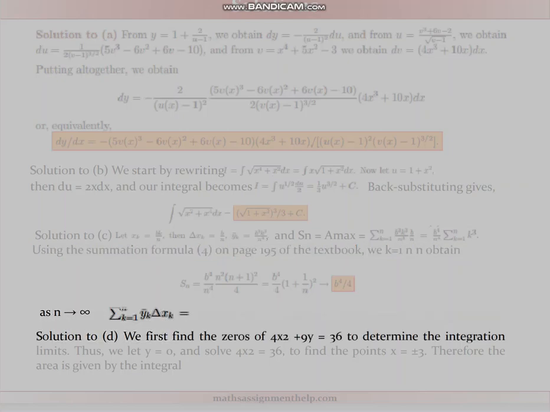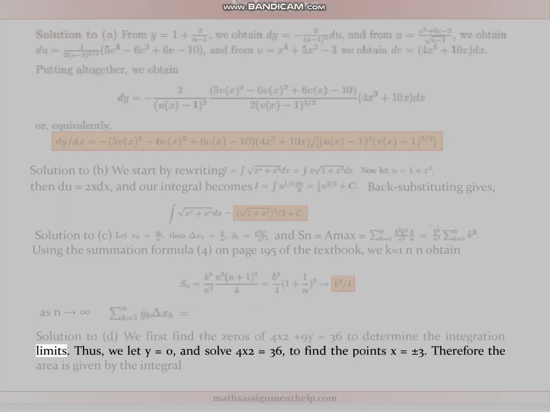As n goes to infinity. Solution to D. We first find the zeros of 4x² + 9y² equal to 36 to determine the integration limits. Thus, we let y equals 0, and solve 4x² equal to 36, to find the points x equals plus or minus 3. Therefore the area is given by the integral.